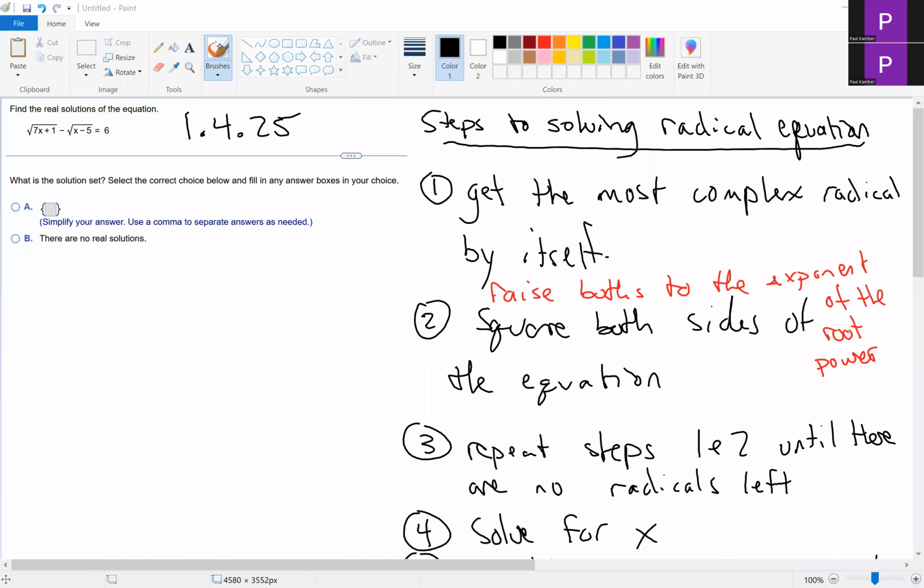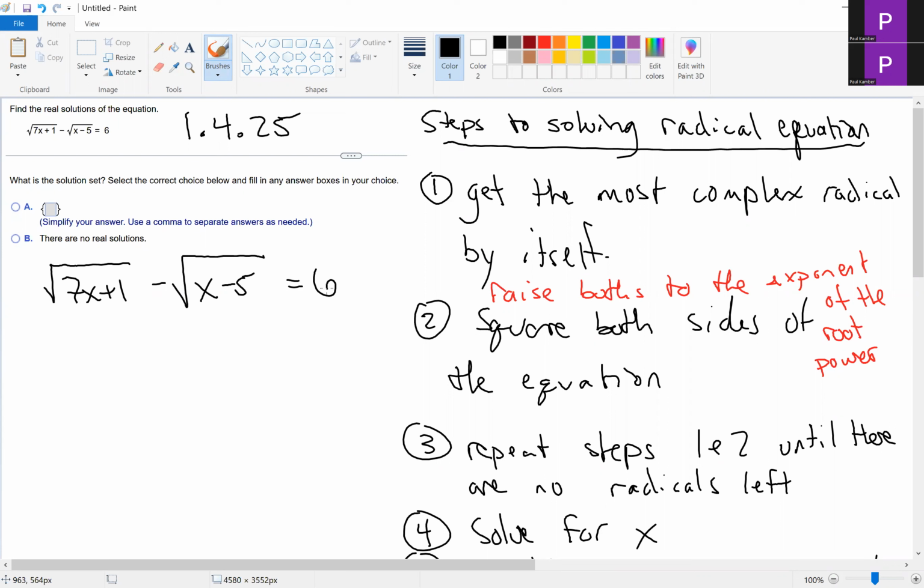All right, the next problem type that we're going to do has us doing two square roots. So we have an equation that has two square roots. We have the square root of 7x plus 1 minus the square root of x minus 5. That's going to be equal to 6.